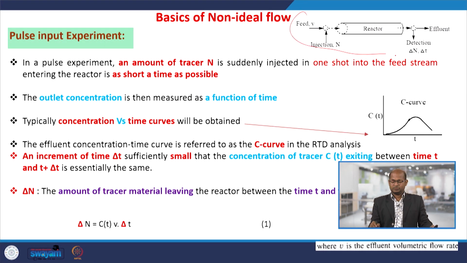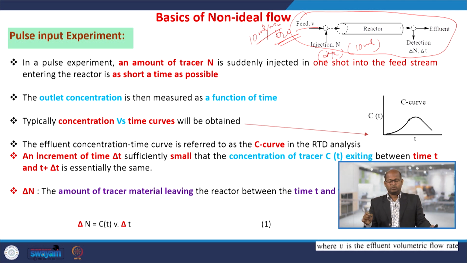This is the system. Here you can say this is the feed line, where the reactant or any solvent, let us say water, is moving, and here the tracer is the dye, a very small quantity, 10 ml, we can inject. It has a particular flow rate, 10 milliliter per minute. Let us say it is flowing at this particular volumetric flow rate. From here the tracer or dye will pass through the reactor, and then we can collect the effluent samples and measure the concentration of the dye at particular times.